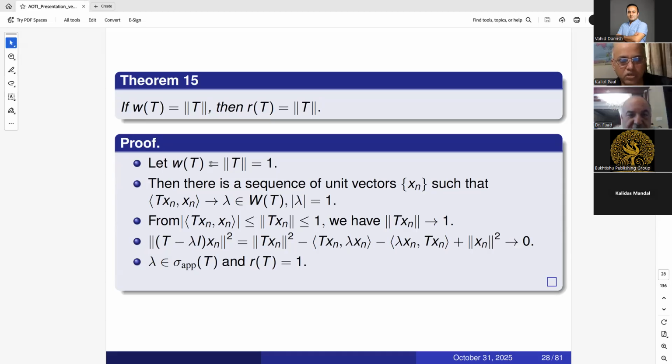So if you take w(T) equal to norm T equal to 1, then there is a sequence of unit vectors x_n such that ⟨Tx_n, x_n⟩ tends to lambda that belongs to W(T). Again, you use the Cauchy-Schwarz inequality to conclude that norm of Tx_n tends to 1. Then you take the norm of (T minus lambda)x_n squared, and this tends to 0. So this implies lambda belongs to the approximate point spectrum. And so the spectral radius is equal to 1, because the spectral radius is always less than or equal to the numerical radius, which we assumed to be 1, and 1 is a point of the approximate point spectrum, so it closes the argument.